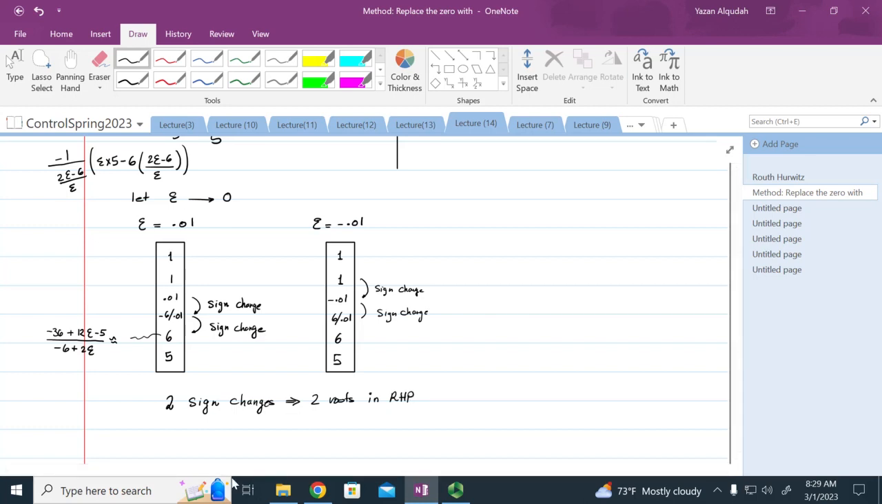Together? Will it always have the same number of sign changes on both sides? Of course not. If it was the same, then why would I have calculated it? Right. I would not.